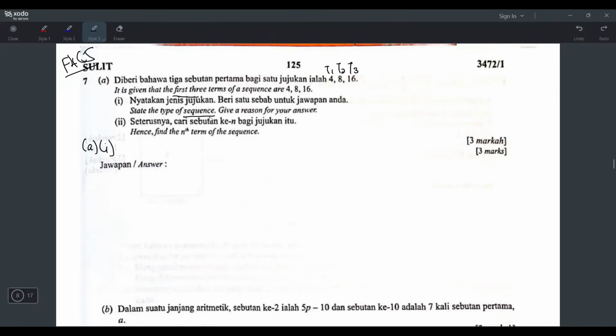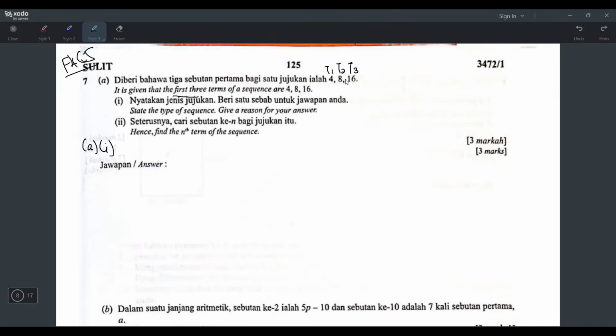But they call it sequence here. That's a bit weird, okay? Because it should be state the type of progression, right? But progression and sequence, I think the meaning is similar. Okay, so later you will just write arithmetic sequence or geometric sequence lah. Is it arithmetic or geometric? Actually, you know already it's geometric because I even mentioned it just now. 4 how to become 8? Times 2. So 8 also times 2, right? It cannot be arithmetic because here you plus 4, but 8 plus 4 is 12, it's not 16. So it's not arithmetic.